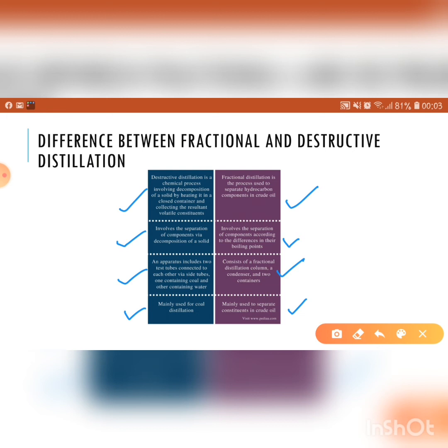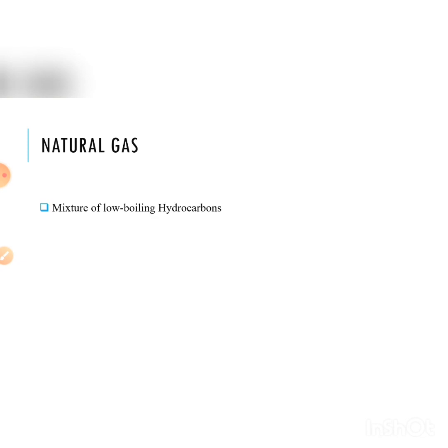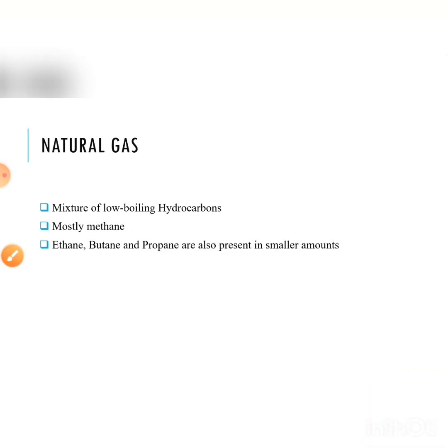Another source of organic compounds is natural gas. Natural gas is a mixture of low boiling hydrocarbons. As you have seen in the video of fractional distillation, these low boiling hydrocarbons are very flammable, so they may be employed as a fuel for heat generation. Now the composition of natural gas is mostly methane. It contains a major amount of this organic compound, that is methane. Ethane, butane and propane are also present in smaller amounts.